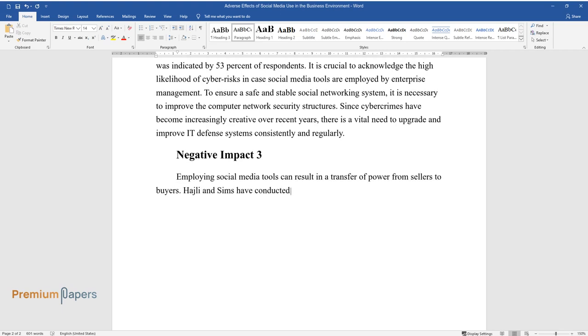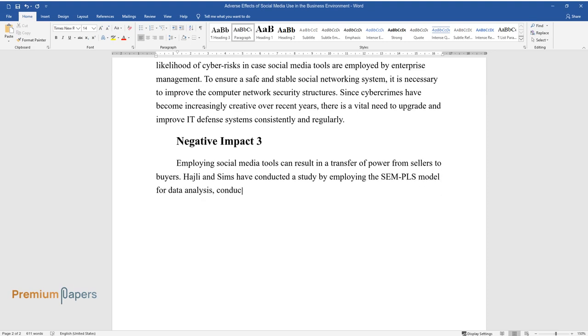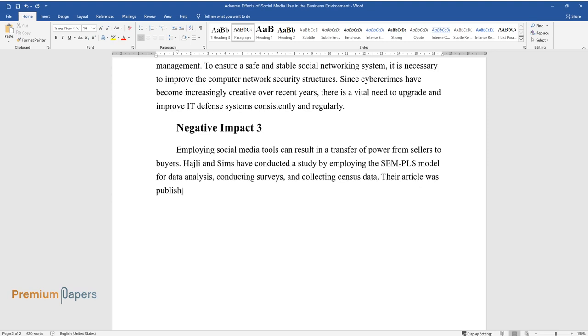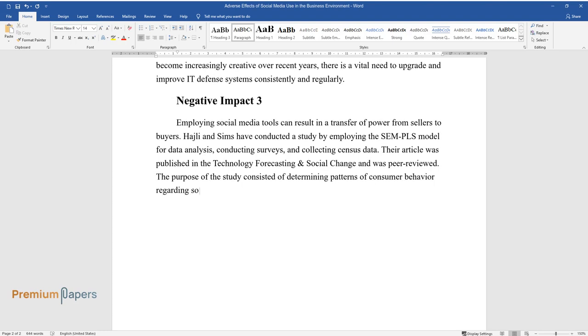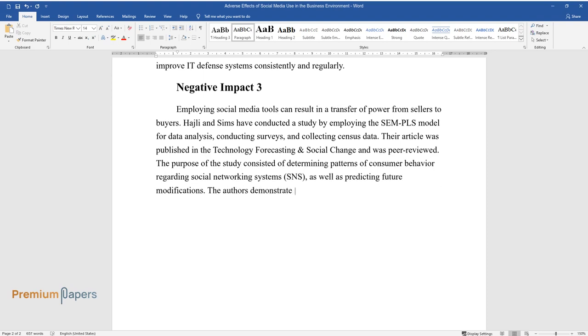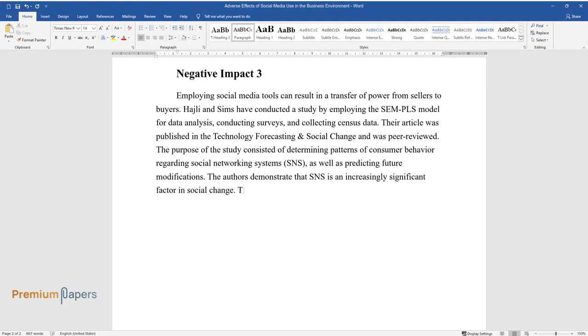Hajli and Sims have conducted a study by employing the SEMPLS model for data analysis, conducting surveys, and collecting census data. Their article was published in the Technology Forecasting and Social Change and was peer-reviewed. The purpose of the study consisted of determining patterns of consumer behavior regarding social networking systems, SNS, as well as predicting future modifications. The authors demonstrate that SNS is an increasingly significant factor in social change.